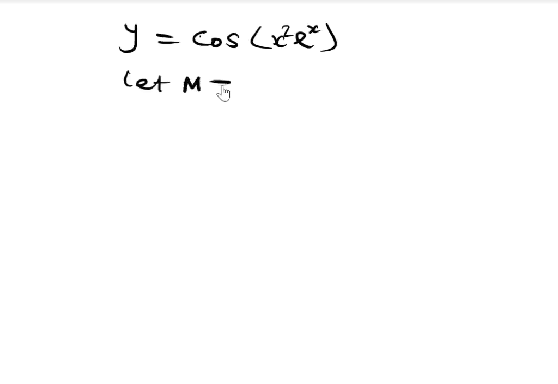If we are asked to find dy/dx and y is equal to cos(x squared exponential x). To solve this, we can assume this part, which is x squared exponential x, to be m. Let m equal x squared exponential x.